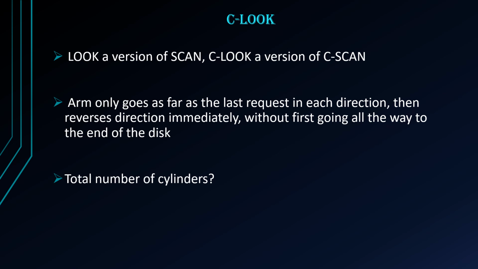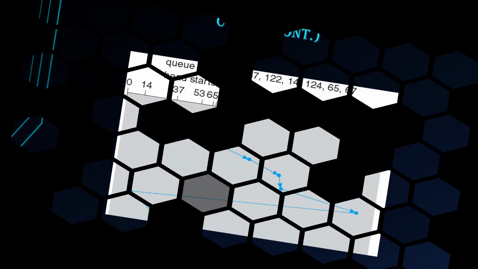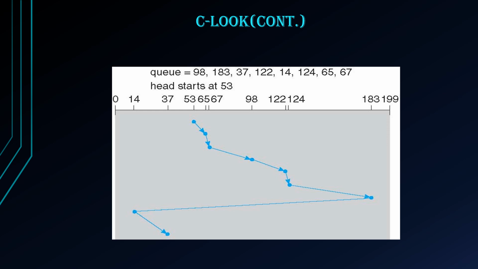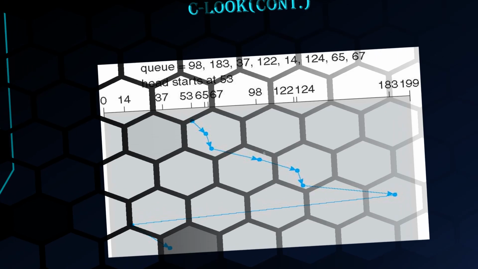What are the total number of cylinders in this diagram? The Q values are 98, 183, 37, 122, 14, 120, 65, 67 respectively. So the head starts at 53. Then we have to see this diagram. Head starts at 53. Then it goes to the nearest value, that is 65 and 67. Whenever it reaches the high value, then only it comes back. So this is a C-look algorithm. Next.